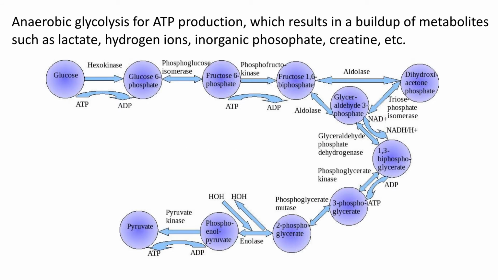Metabolic stress is maximized during training that heavily relies on anaerobic glycolysis. And anaerobic glycolysis relies on exercises lasting 15 to 120 seconds, or a training program that gives very little recovery. By relying more on anaerobic glycolysis for ATP production or energy, it results in a buildup of metabolites such as lactate, hydrogen ions, inorganic phosphates, creatine, and a few others.